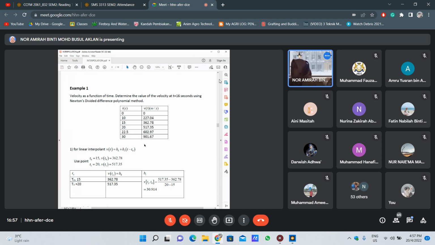So the first example is about the linear interpolant. Okay, so you remember the formula. You need to find, first you are given this data. Determine the value of the velocity at t equals to 16 seconds using Newton's divided difference polynomial method. So t equals to 16. Okay, how do I write on this?